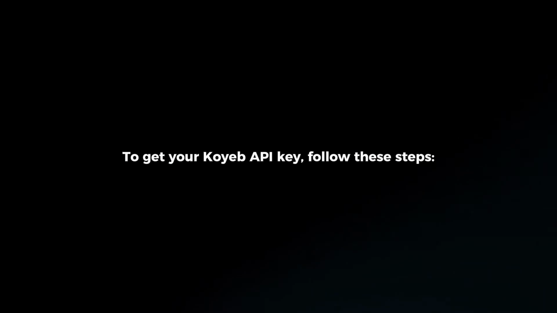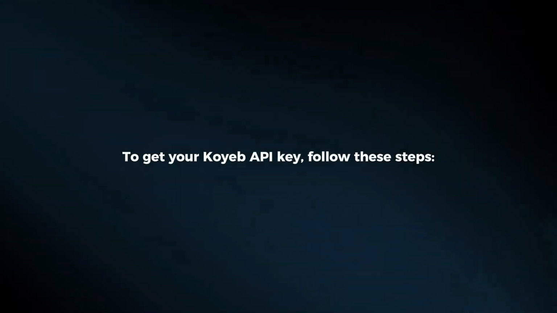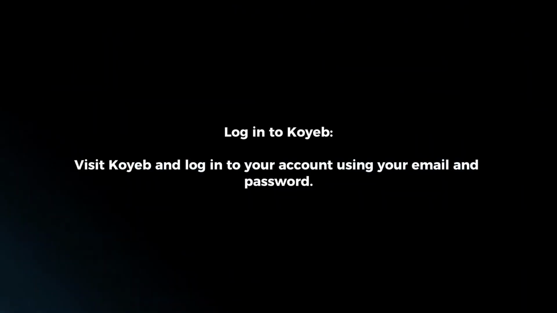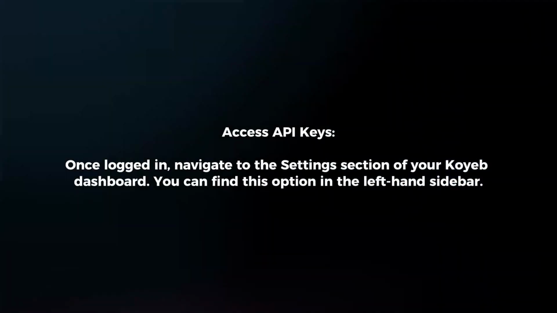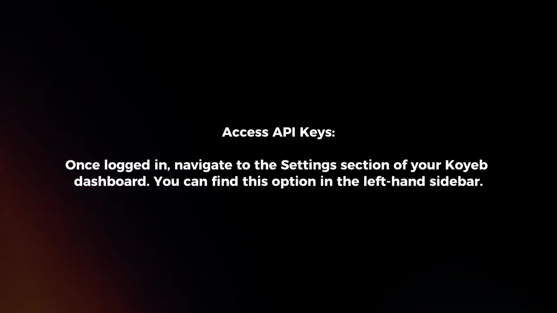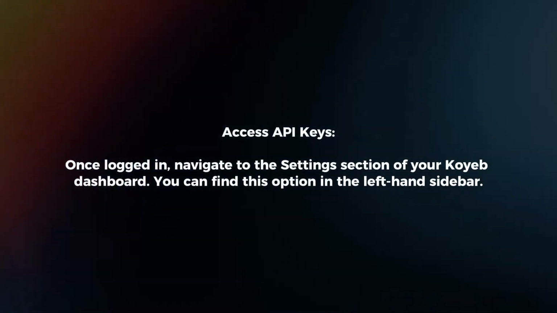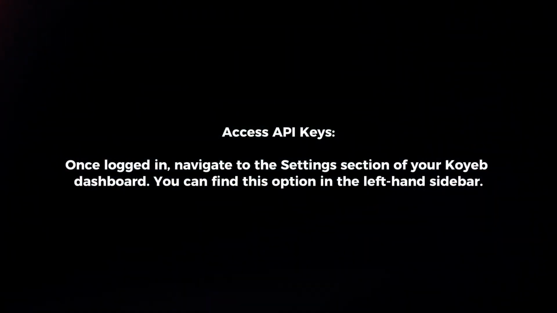To get your Koyeb API key, follow these steps. Log into Koyeb. Visit Koyeb and log into your account using your email and password. Access API keys. Once logged in, navigate to the settings section of your Koyeb dashboard. You can find this option in the left-hand sidebar.